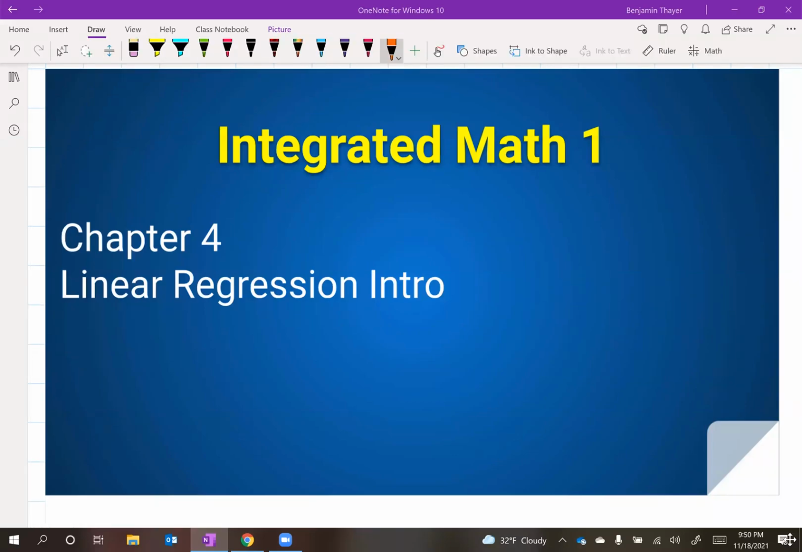It's Mr. Thayer, and in this video, I want to help you draw a scatter plot and find a line of best fit by hand first, and then later on, we'll look at finding a line of best fit by calculator. Let's check it out.